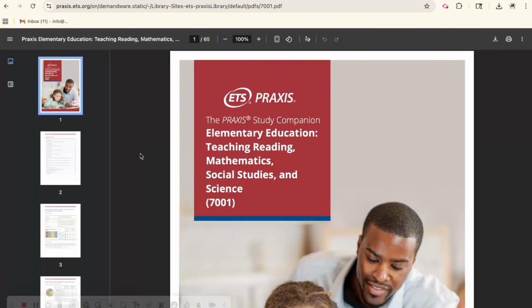Now, the Study Companion is completely free. And the Study Companion goes over everything that you need to know about any Praxis exam, not just elementary education 7001. All Praxis exams have a study companion, and ETS provides this study companion for absolutely free. So let's go through the study companion.